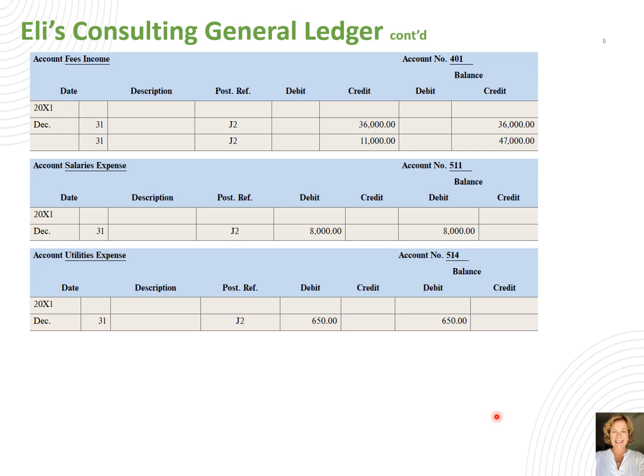In our example, we only have a few columns in our general ledger accounts. The bigger the company, though, the more information is tracked in the general ledger. For instance, additional columns might be for department, project, location, or legal entity if the company has multiple subsidiaries.